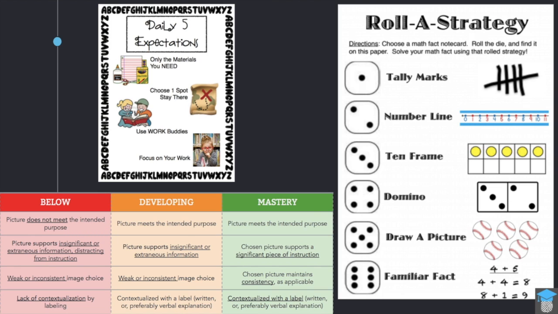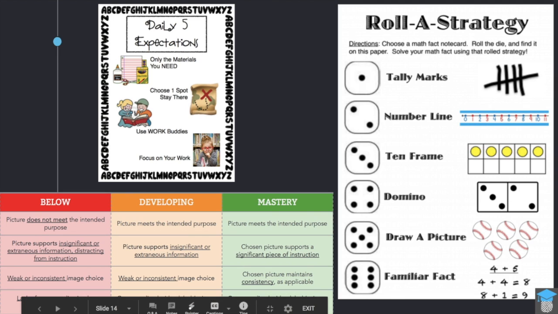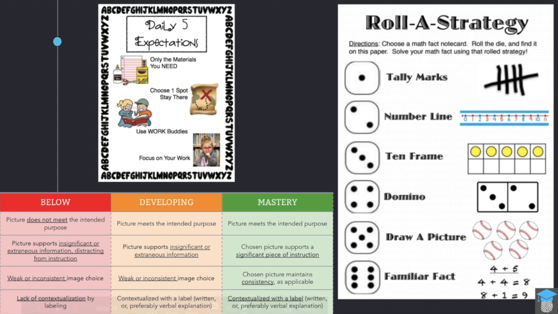The tally marks and the familiar fact images do model a little bit. However, the pictures do not explain how to use those tools or what it looks like to follow directions with each roll of the die. It would be much more effective if an expression was listed on the top, then a picture of solving or representing that expression with each tool next to its label. So because of the weak or inconsistent image choices, I'd have to say both of these are developing mastery.